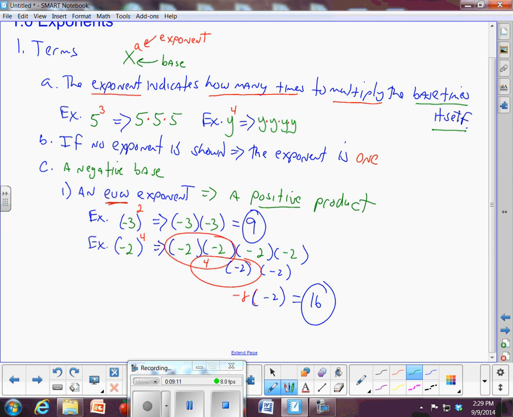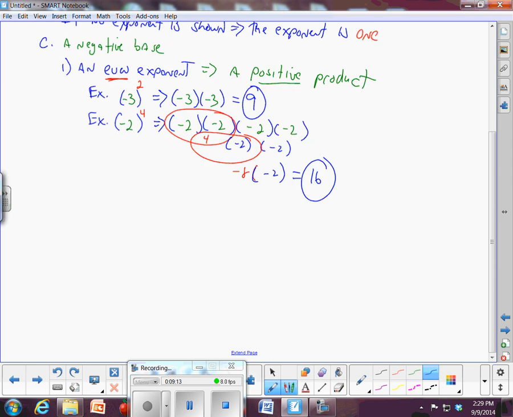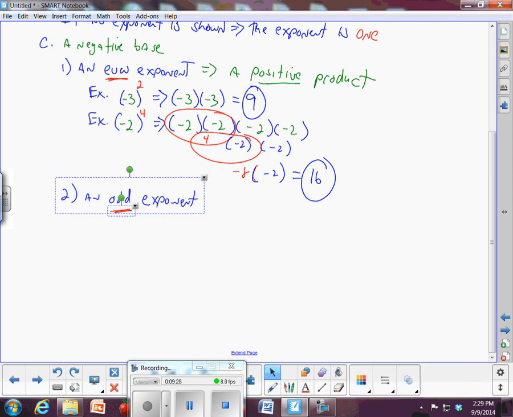Okay, the second situation is an odd exponent. In this situation, it could be 3, 5, 7, 9, 11, etc. So let's do the same thing and do a couple examples.